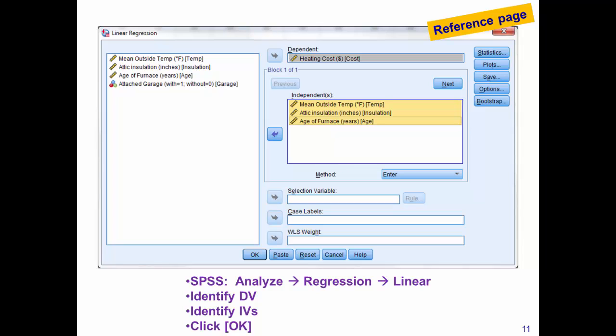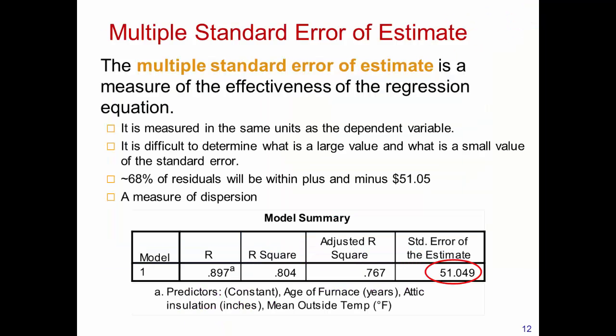We start with the multiple standard error of the estimate. Remember a few slides back when I asked you to take the square root of the mean square residual, or the mean square error? What was the value you came up with? Well, if you did your math right, it was 51.05. The square root of 2605.955 is equal to 51.05. Notice that our standard error of the estimate is the same value.